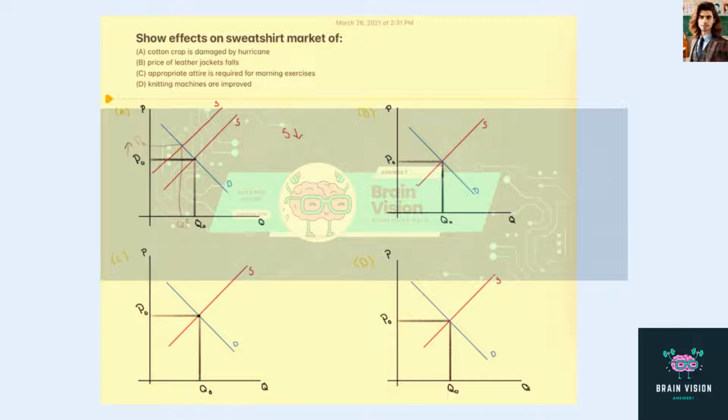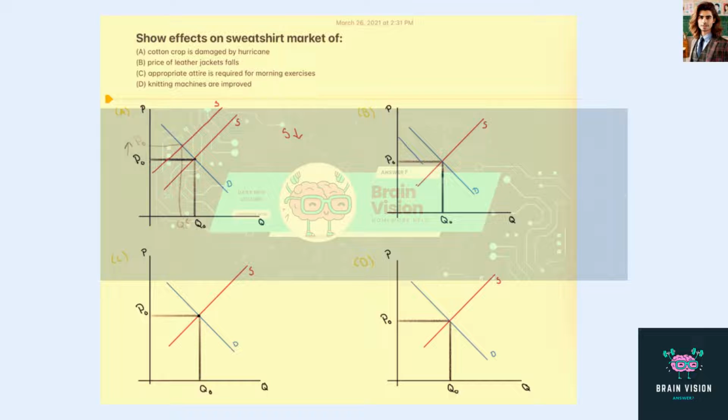And now let's move on to part B. Suppose that the price of the leather jacket falls. And let's assume that leather jackets and sweatshirts are substitutes for one another, right? They both give us a little bit of warmth. So assuming that they're substitutes, our price of leather jackets falls, meaning people are going to choose to purchase those instead of sweatshirts. So we're likely to see a decrease in the demand for our sweatshirts.